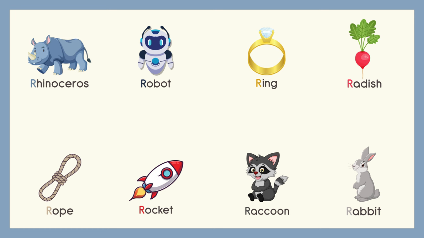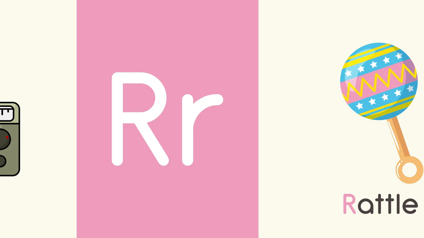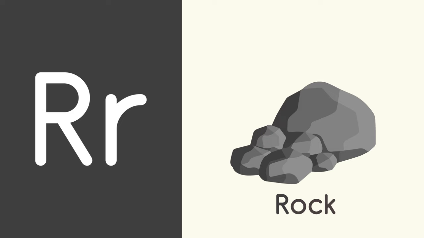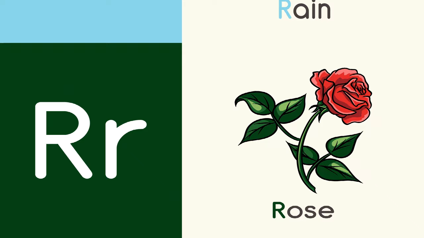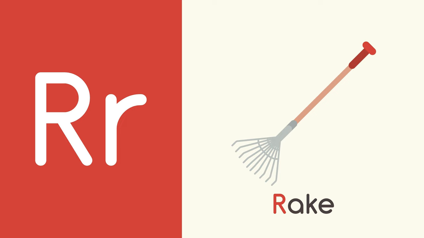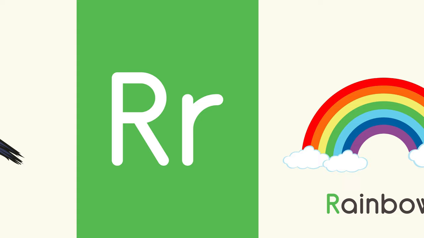R is for rattle. R is for radio. R is for rope. R is for rose. R is for wren. R is for rake. R is for rainbow. R is for raven.